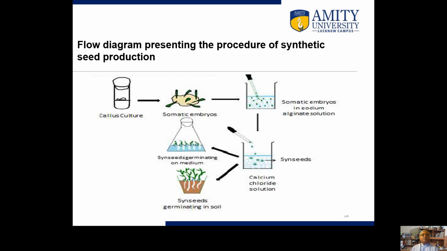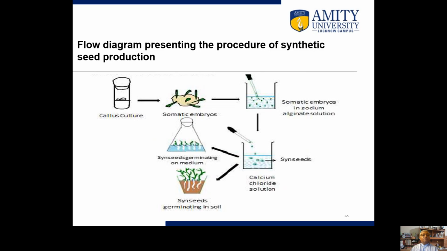Now here in this flow diagram, you can see the production of synthetic seed. First, the callus culture is raised by taking any explant. The explant is incubated in semi-solid culture media, Murashige and Skoog culture media, fortified with cytokinin and auxin in equal ratio. Then callus is achieved, which is an unorganized mass.